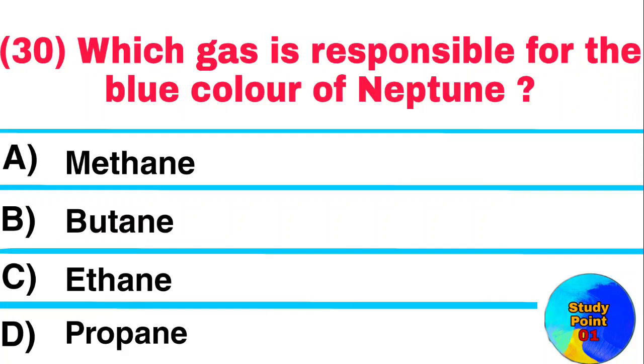Question. Which gas is responsible for the blue color of Neptune? A. Methane. B. Butane. C. Ethane. D. Propane. Answer. Methane.